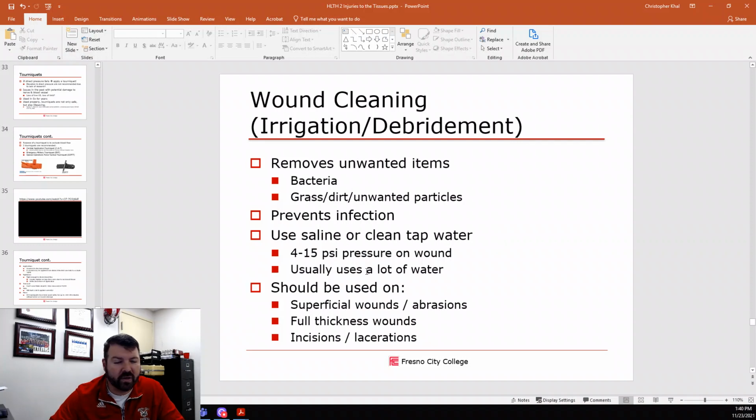You want a pretty good amount of pressure, 4 to 15 psi, which I think coming out of the hose can get like 7 to 10. That's good pressure, what you want. Just try and flush it out. You're going to use a lot of water if you can. By all means, make a mess. And that is probably the best thing.